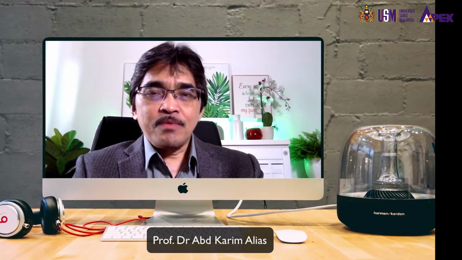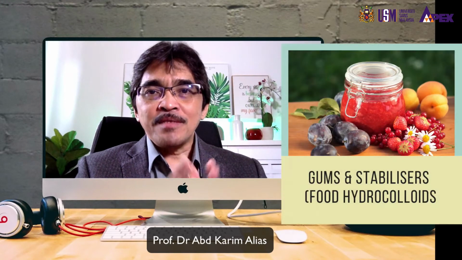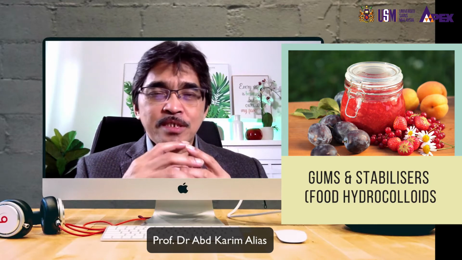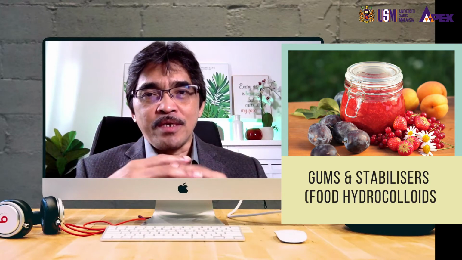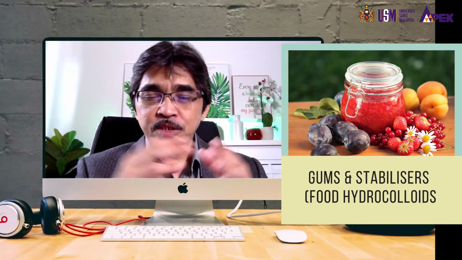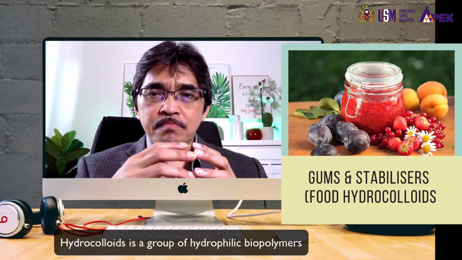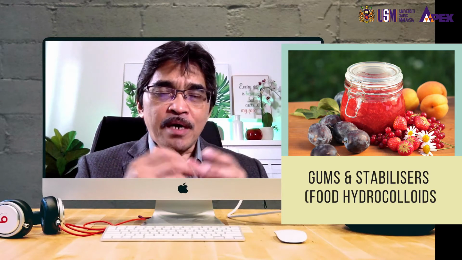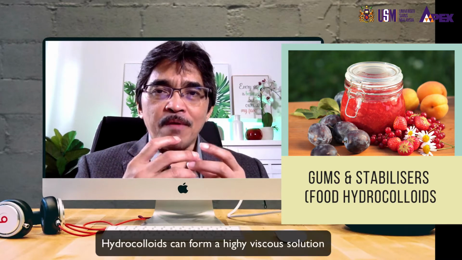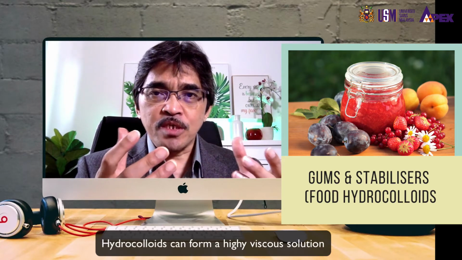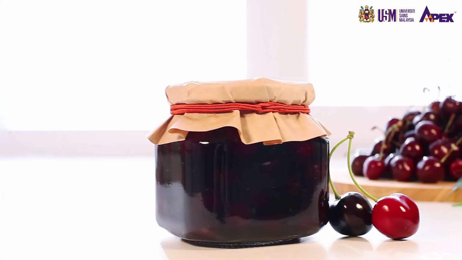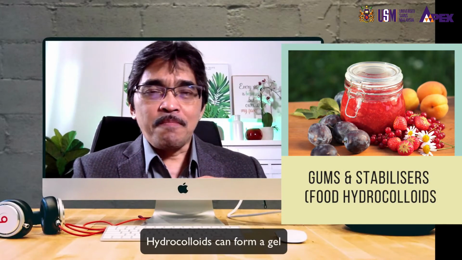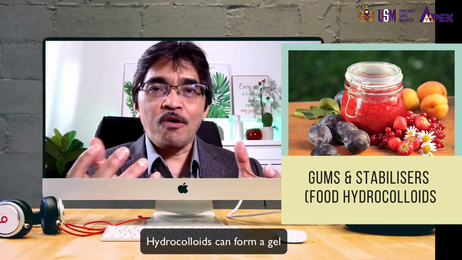In this lesson, we will start with the topic on gums and stabilizers, or sometimes we use the term hydrocolloids. Hydrocolloids is not actually a single material or ingredient, but a group. It has many functional properties, and some of the properties is the ability of the hydrocolloid to form a viscous solution, to provide viscosity, so as a viscosifying agent. And another main function of hydrocolloids is its ability to form a gel.